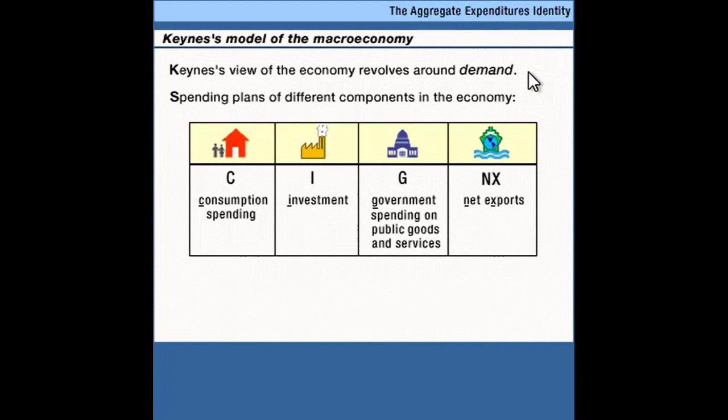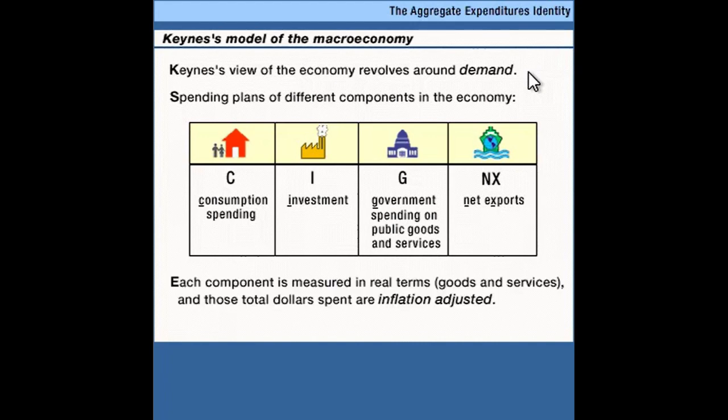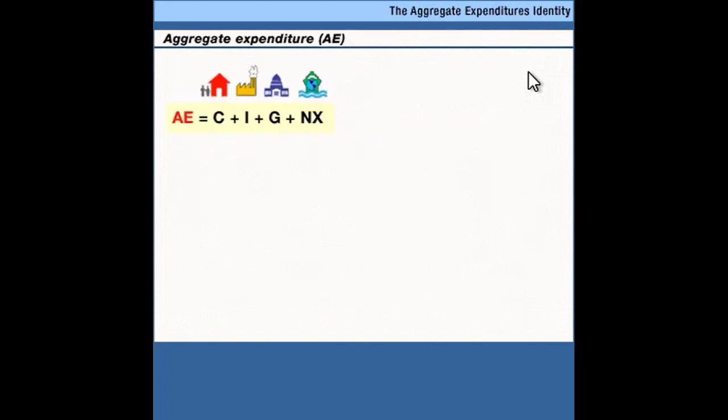Now, if you look at what consumers are planning to spend, what businesses are planning to spend, the government and foreigners, and you add them together, you get a measure that we call aggregate expenditure. And aggregate expenditure depends on other variables in the environment. For example, consumer spending is heavily influenced by income and wealth. Business spending is heavily influenced by the interest rate. Foreign spending is influenced by the exchange rate.